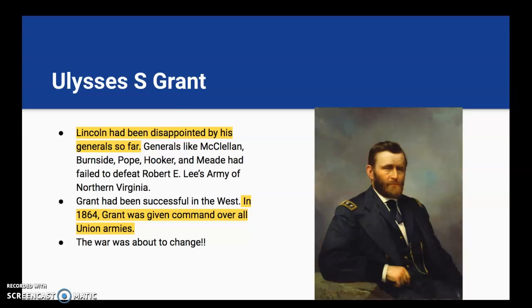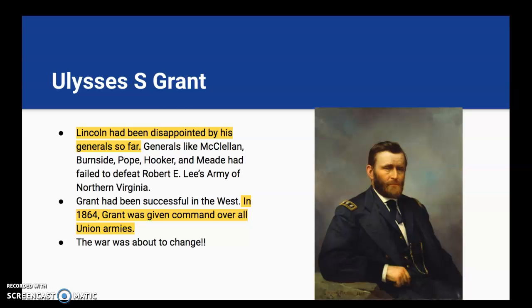So many of you know who this is already. We've talked about him a little bit when we talked about Fort Henry and Donelson and the battle at Shiloh. He fought in the Mexican-American War too, but this is Ulysses S. Grant, born in 1822 in Point Pleasant, Ohio.